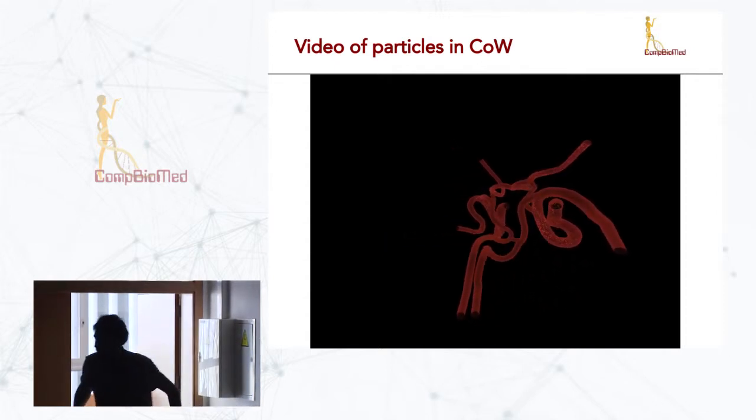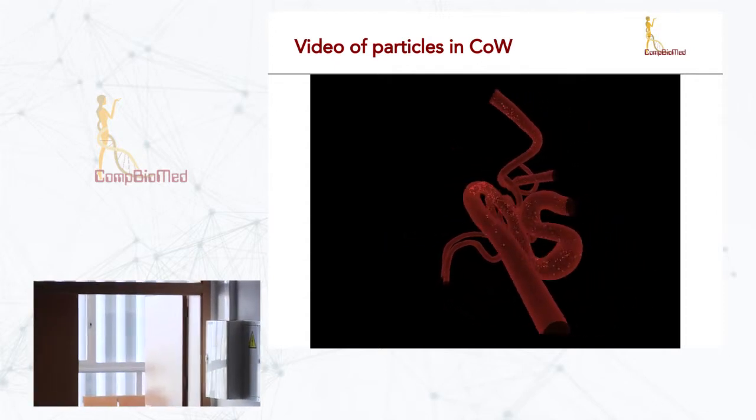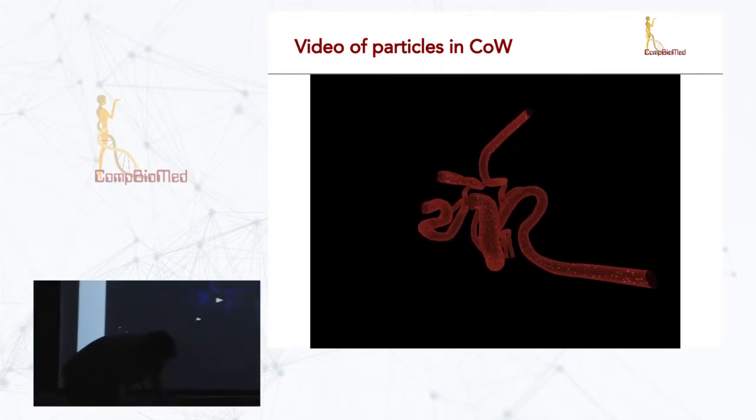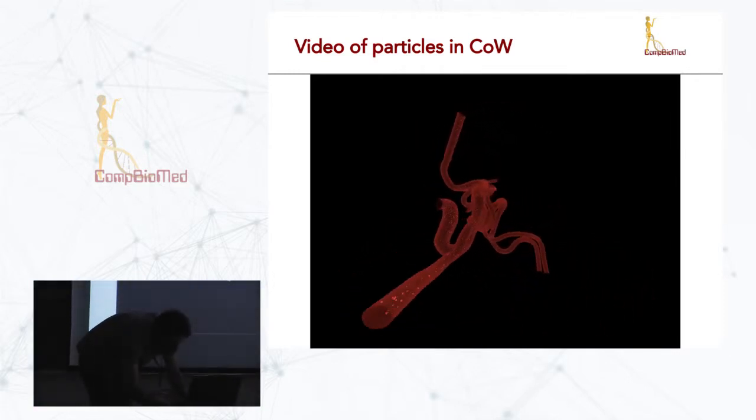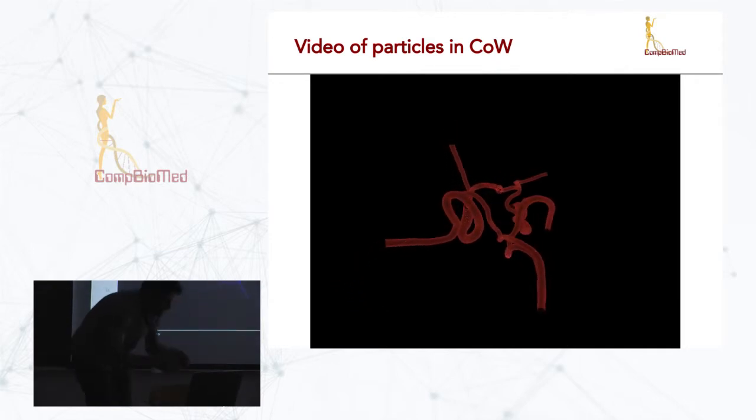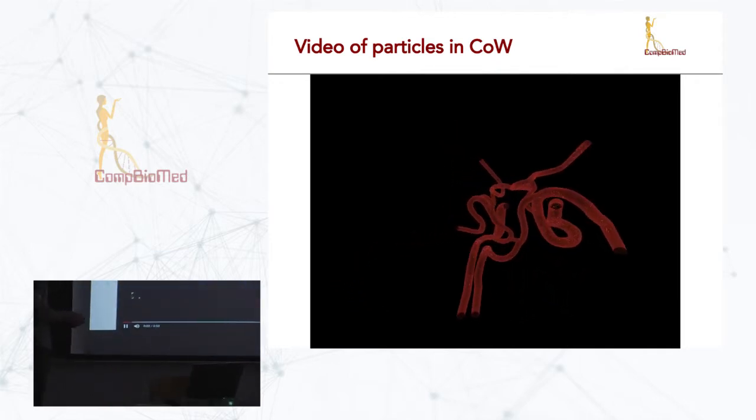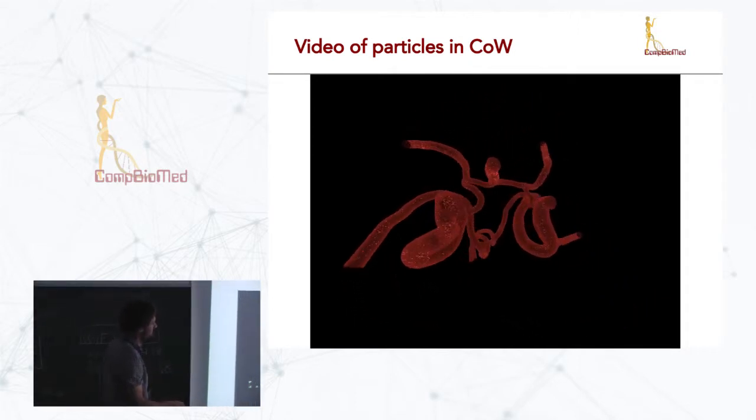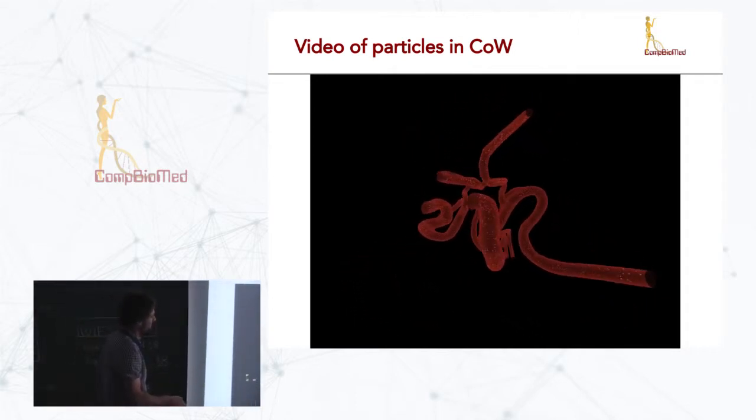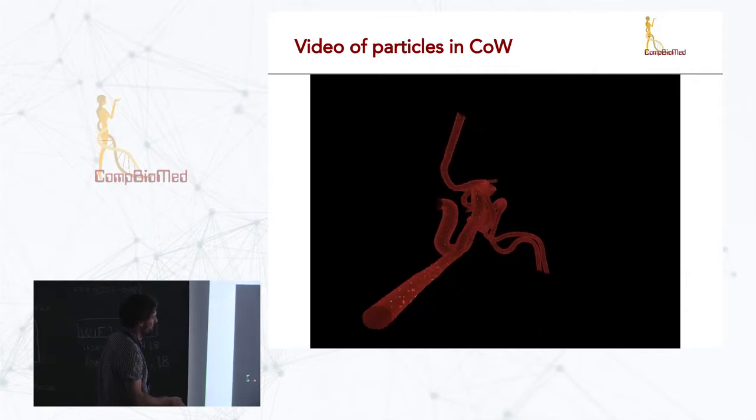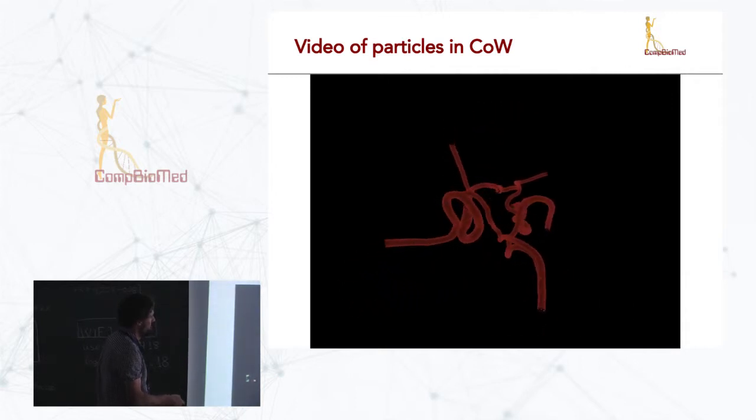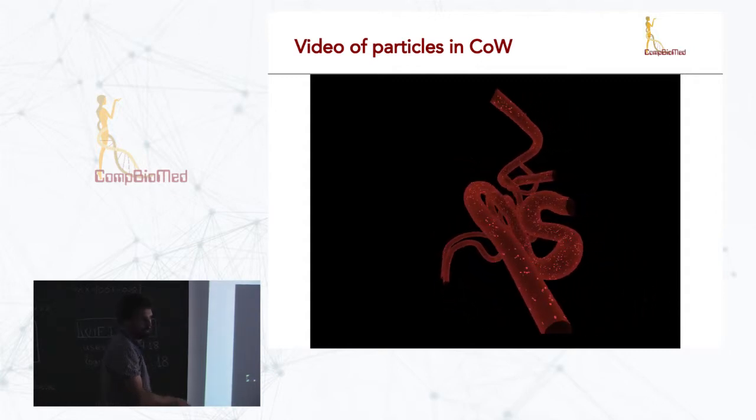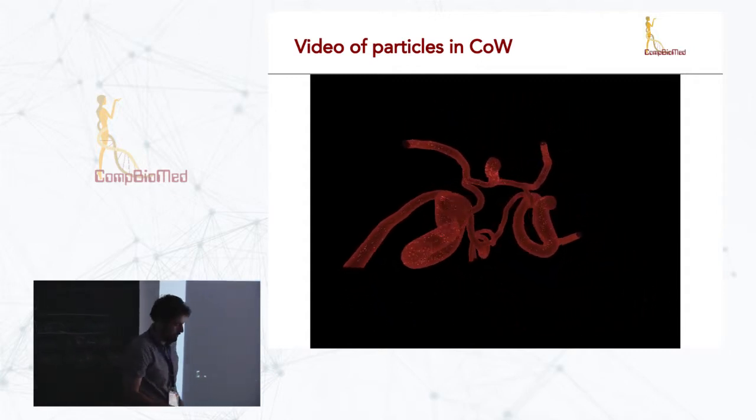Sorry. So here's an actual particle simulation in the circle of Willis. It's a bit small, but here you'll see that they start. So I started a sphere here, and then you see these guys traveling around. So you see they take a slightly different route from the tracer particles, and then here. So really, you get to see them sort of finding their way through the system.